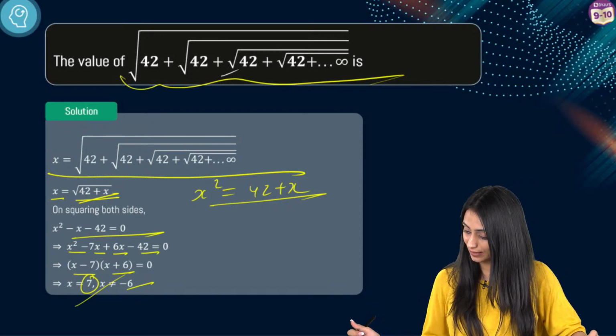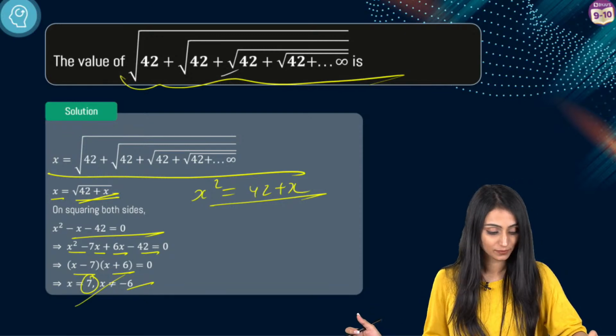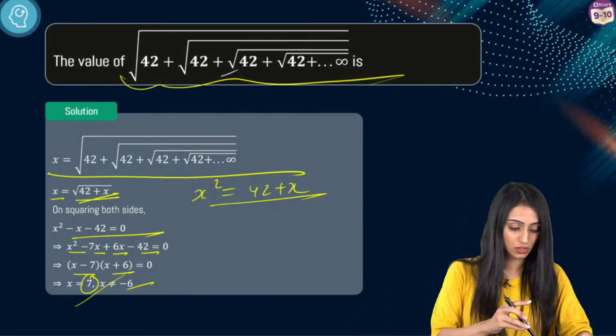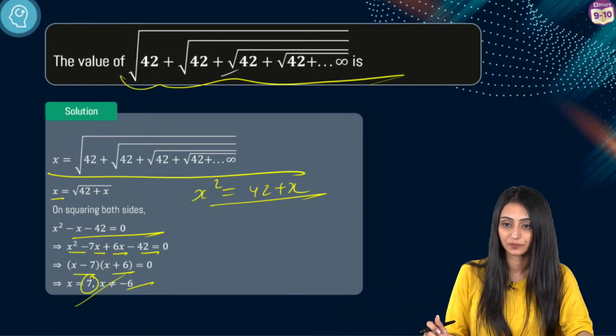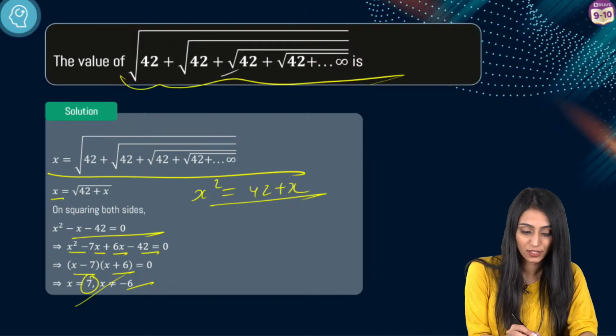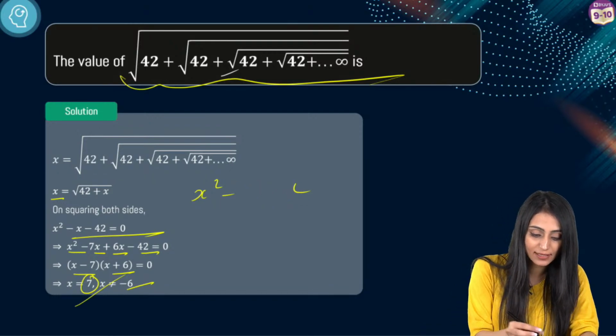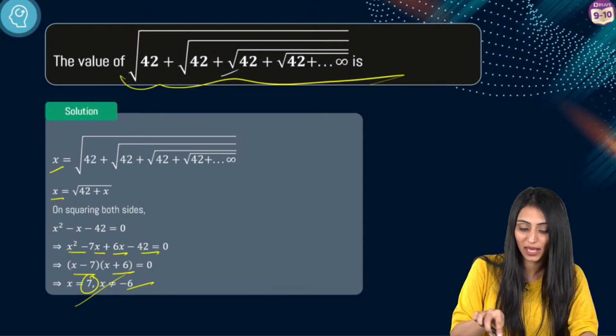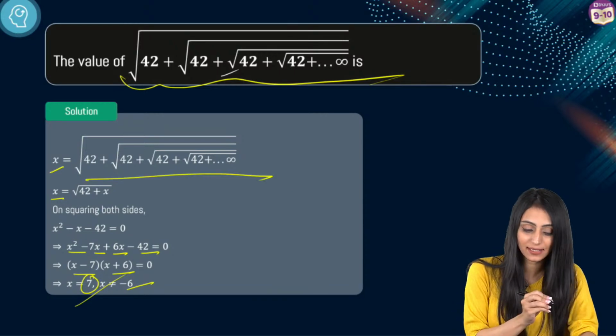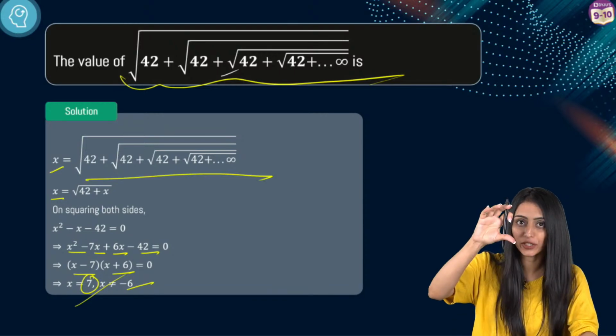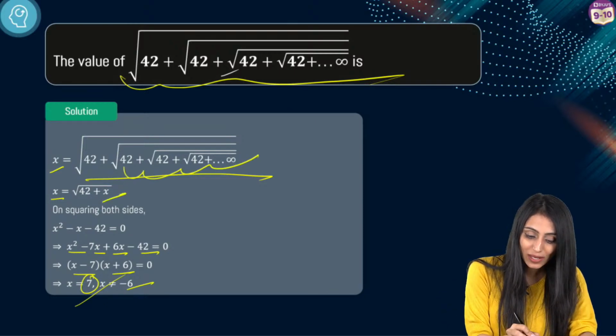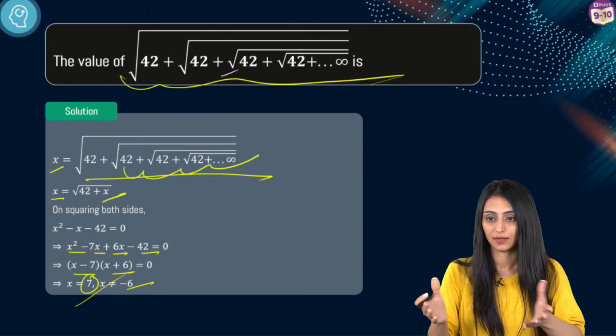Any doubts still here? Which two lines? This one are you talking about? Yes, these two lines. So this whole I have assumed as x. This whole is assumed as x. So when I'm assuming this whole as x, x is equal to square root of 42 plus, and every time it is repeating, so I'll write this also as x. Right?